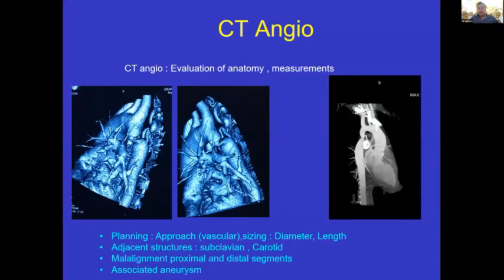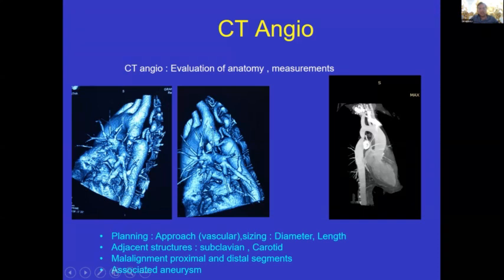The evaluation of anatomy and the measurements, of course, are important. The measurements of the stent diameter, the measurement of the stent length, and planning as to what approach we are going to use: whether I'm going to use a predominantly femoral approach or I'm going to take an associated upper limb approach, a brachial or an axillary artery. The length and the diameter of the stent are important. Looking at the adjacent vascular structures: is it the subclavian which can get impinged in case I have to use a covered stent? How far is my adjoining structure, such as the carotids, in case I have to use a longer stent?